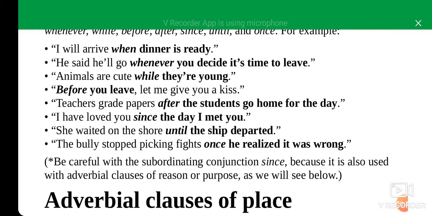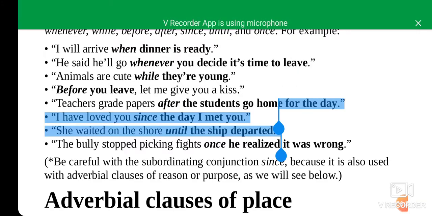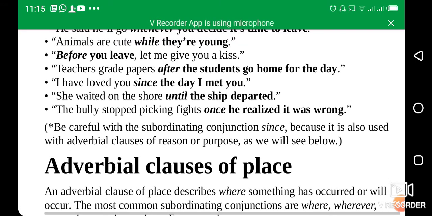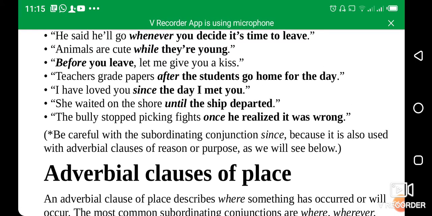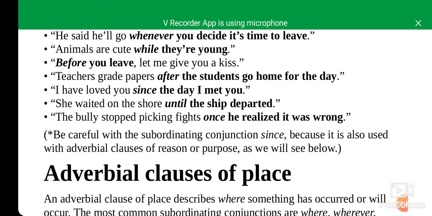So, while here shows that the whole clause "while they are young", that dependent clause, is used as an adverbial clause, as it has a subordinating conjunction in the beginning, that is "while", which shows the time. Before you leave, let me give you a kiss. Now "before" also shows the time, and in this sentence the dependent clause has been used first, and later "let me give you a kiss" is an independent clause.